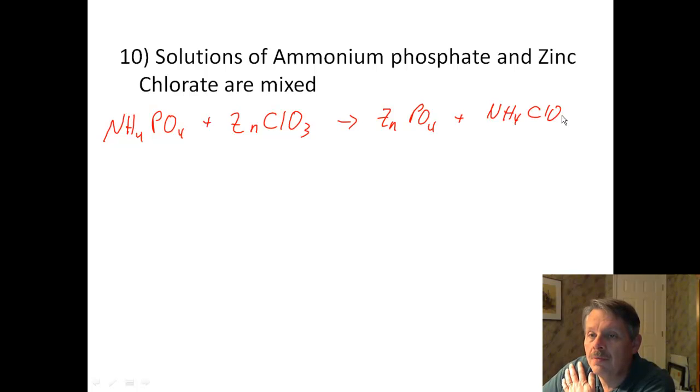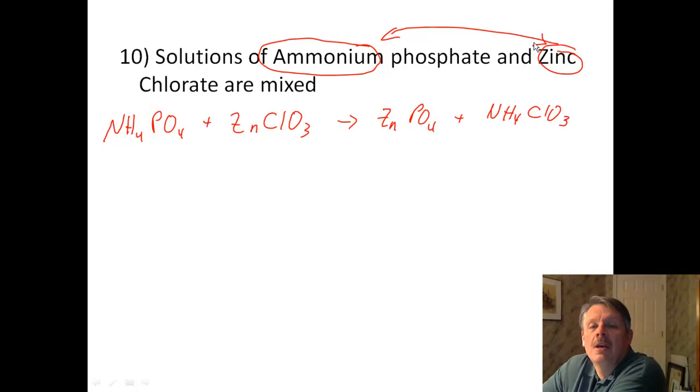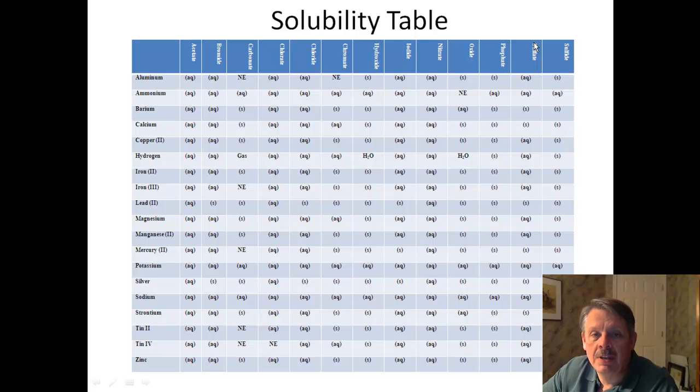Guys, if this is confusing to you, if coming up with the names is confusing, look at the words. We have ammonium phosphate and zinc chlorate. And what we're doing is taking the first two words and we're reversing them. That might help you if you're confused. So it becomes zinc phosphate and ammonium chlorate. All right, well, let's look at what we have. We have ammonium phosphate. And so we have ammonium, which is here.